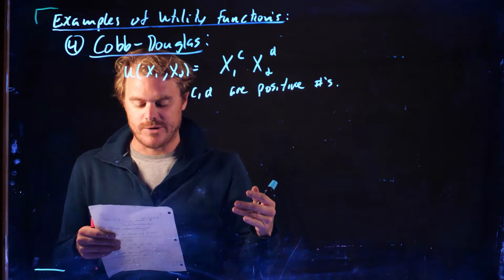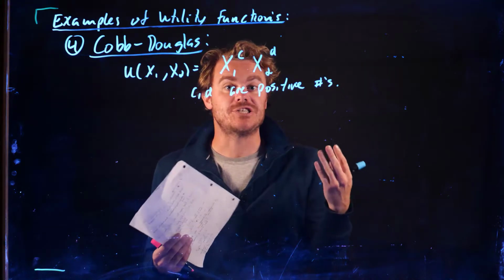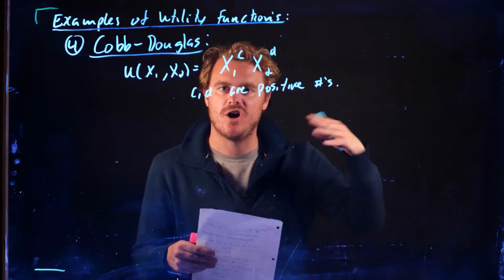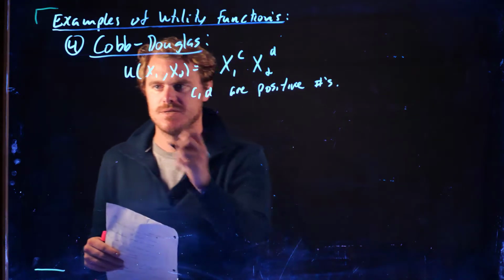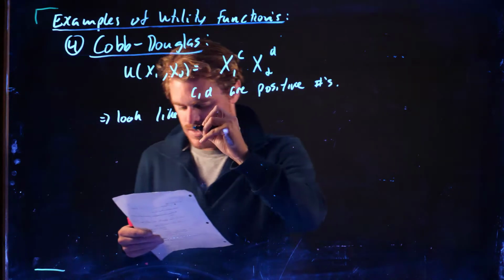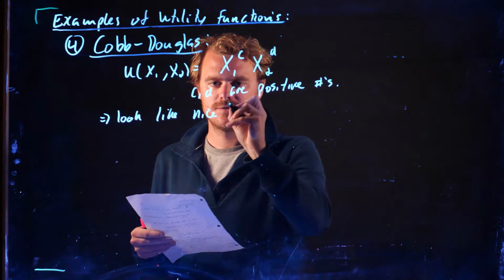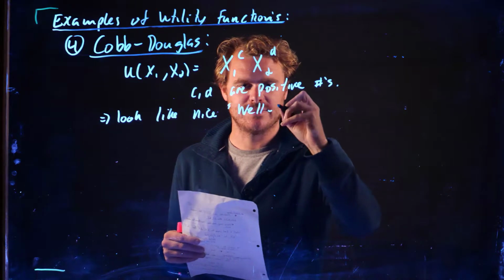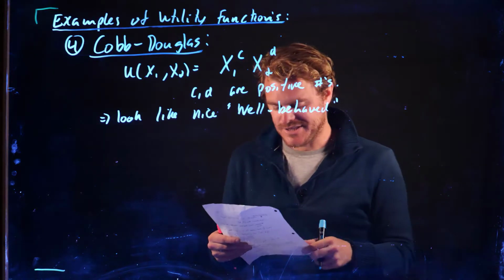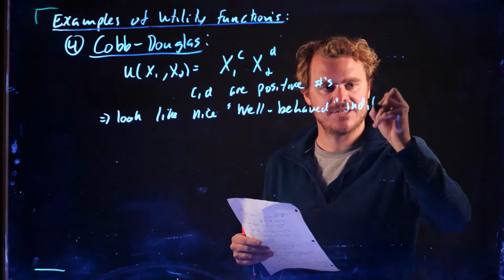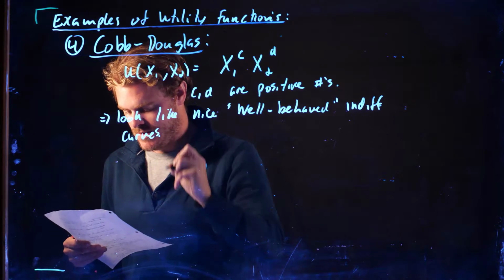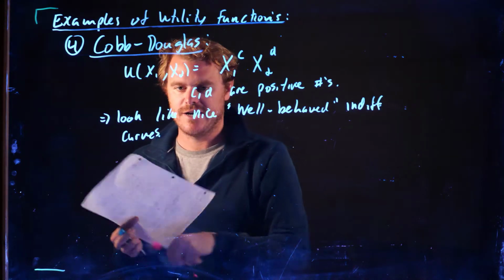We're going to use this frequently, and they have really nice shapes to them. These really nice, well-behaved, monotonic convex shapes, these indifference curves. Remember we talked about well-behaved preferences, or indifference curves, last chapter. So they look like well-behaved indifference curves. They're monotonic and convex.